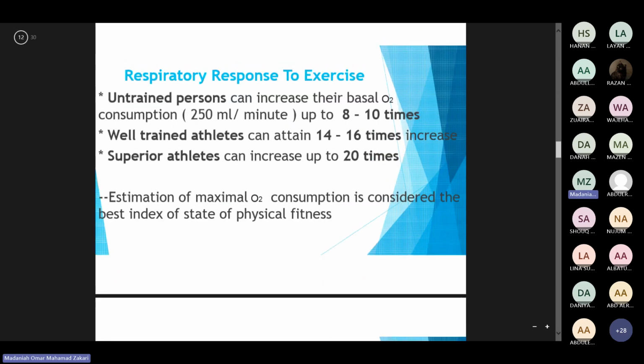Respiratory response to exercise. What happened to your respiratory system? Of course, untrained persons can increase their basal oxygen consumption from around 250 milli per minute up to 8 to 10 times. Well-trained athletes can attain around 14 to 16 times increase. Super athletes can increase up to 20 times.